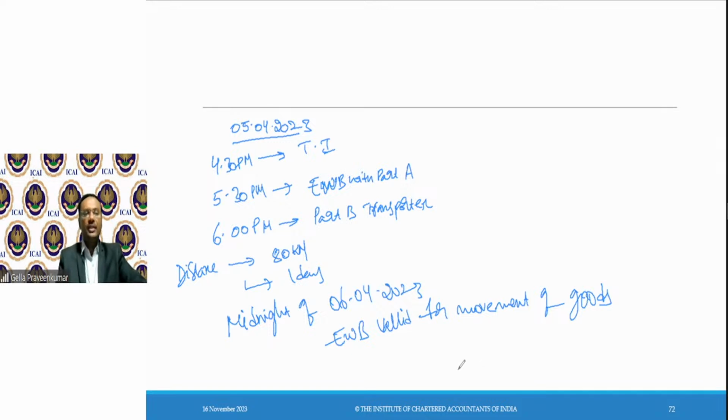Examination is based on the distance, computation of the number of days, and, based on the number of days, the validity. Again, this is a 1 mark MCQ from your examination point of view.